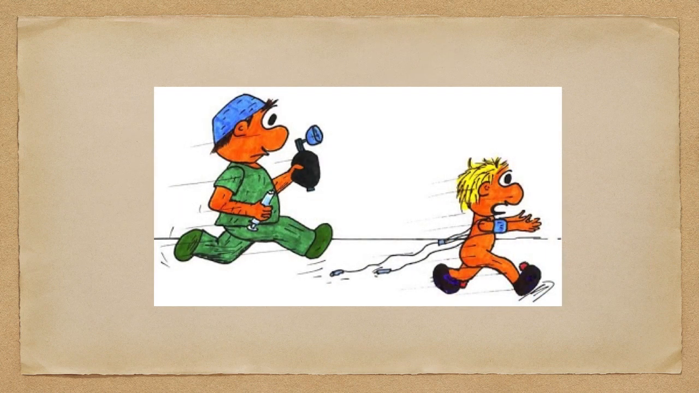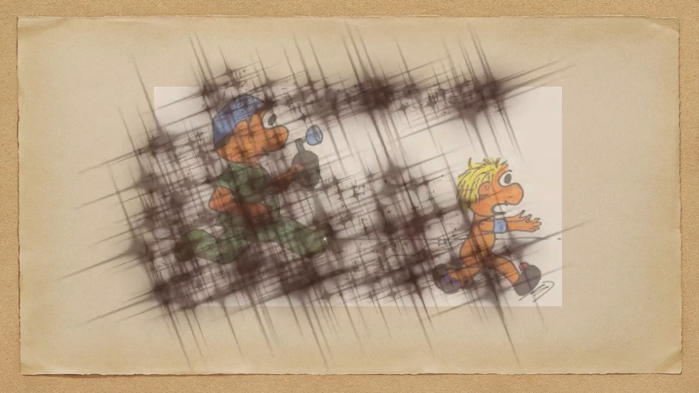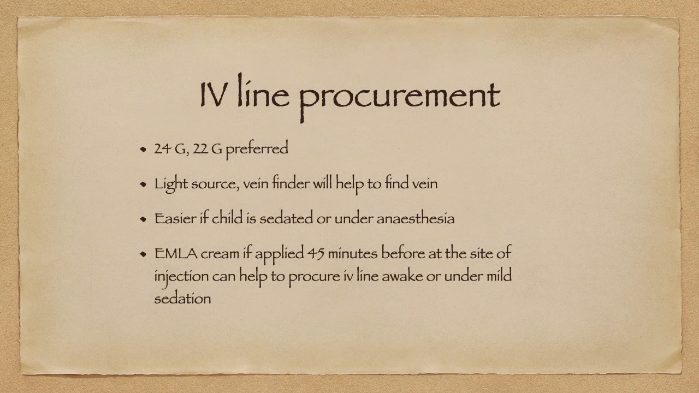If you don't sedate, or if the child is very cranky, they can run away from the OT table. So IV line procurement is the most important step. It is one of the difficult steps in children. Half the work is done if you take a proper IV line.